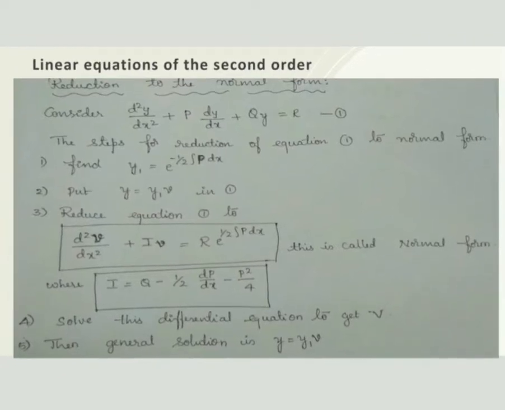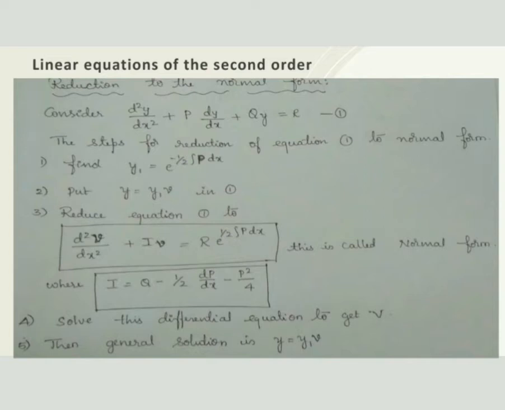To reduce the general second order differential equation to normal form, the formula is d square v by dx square plus I into v is equal to r into e power half into integration of p into dx, where I is equal to q minus half into dp by dx minus p square by 4.